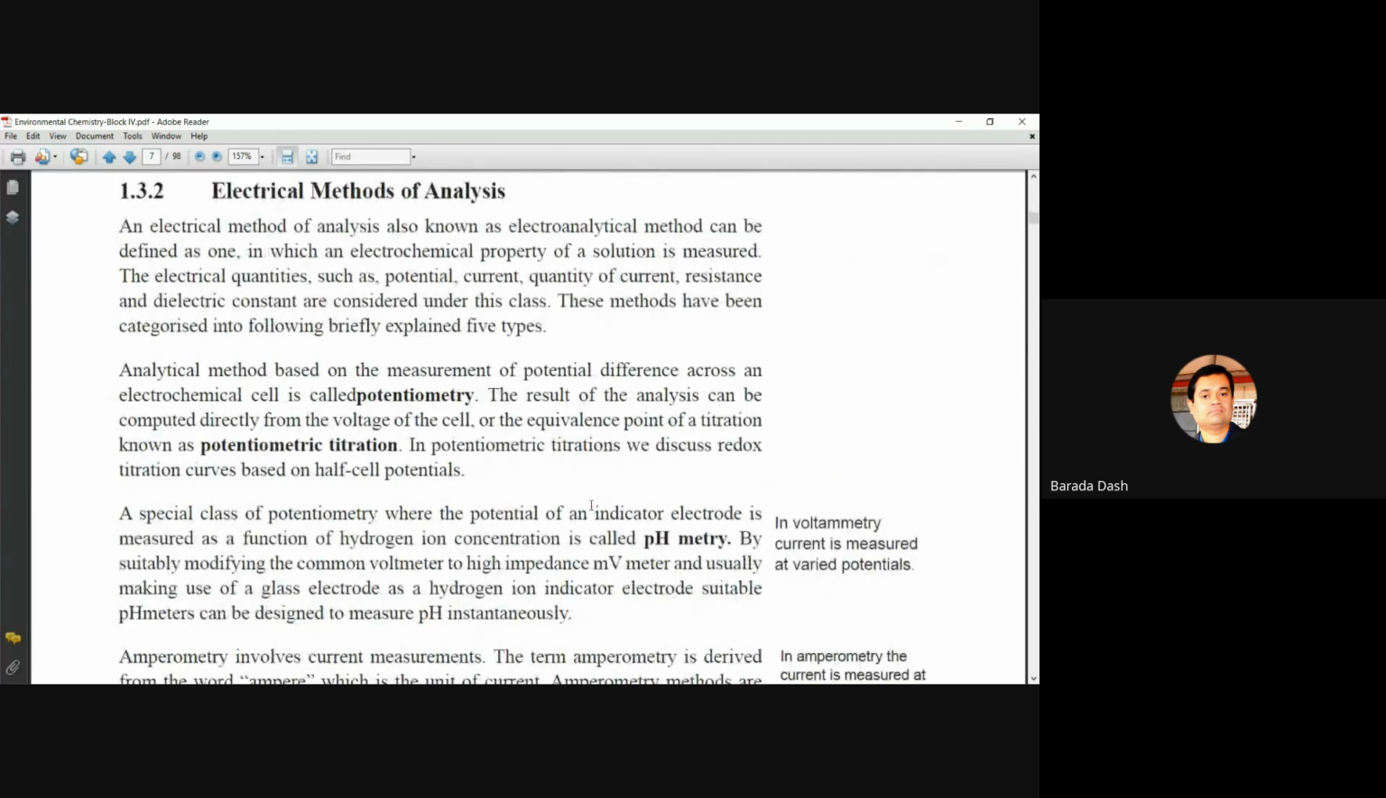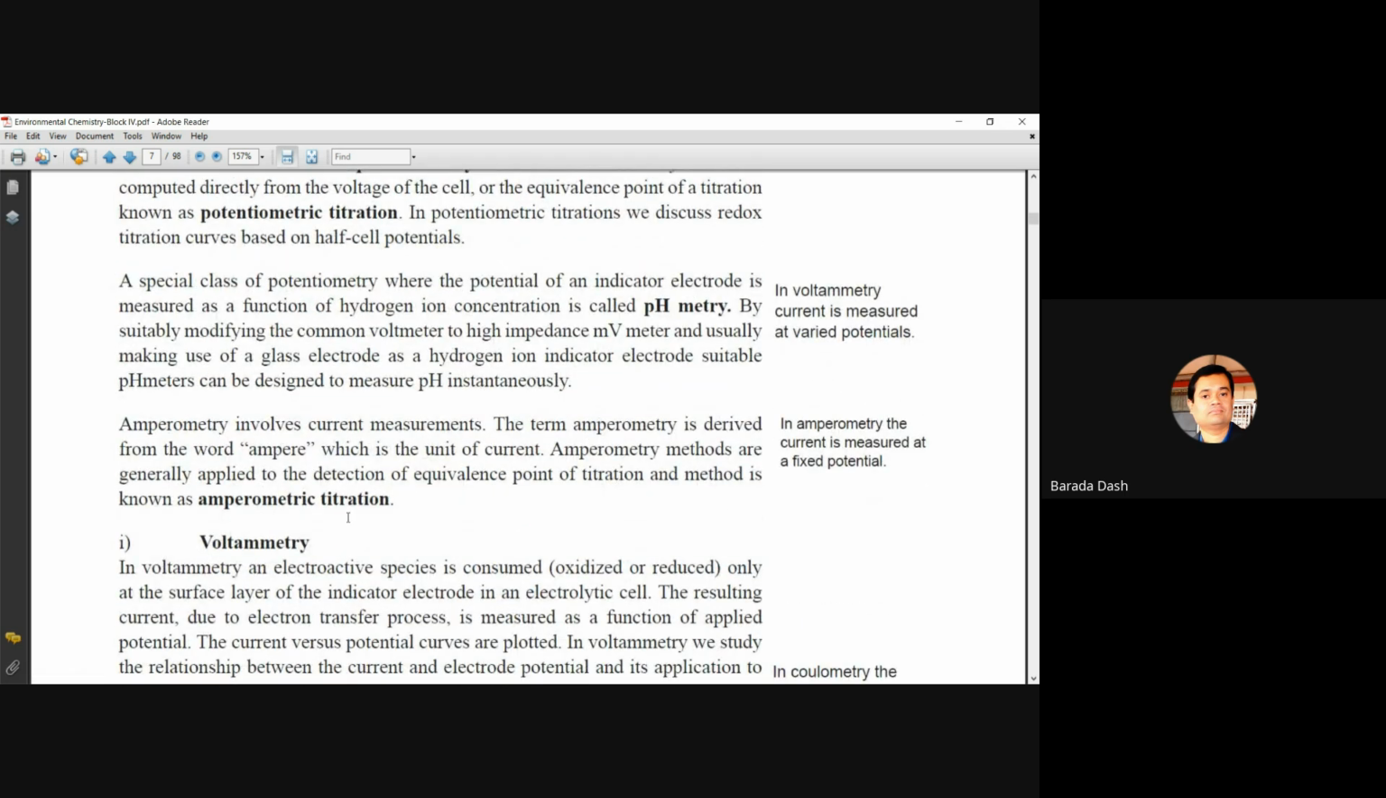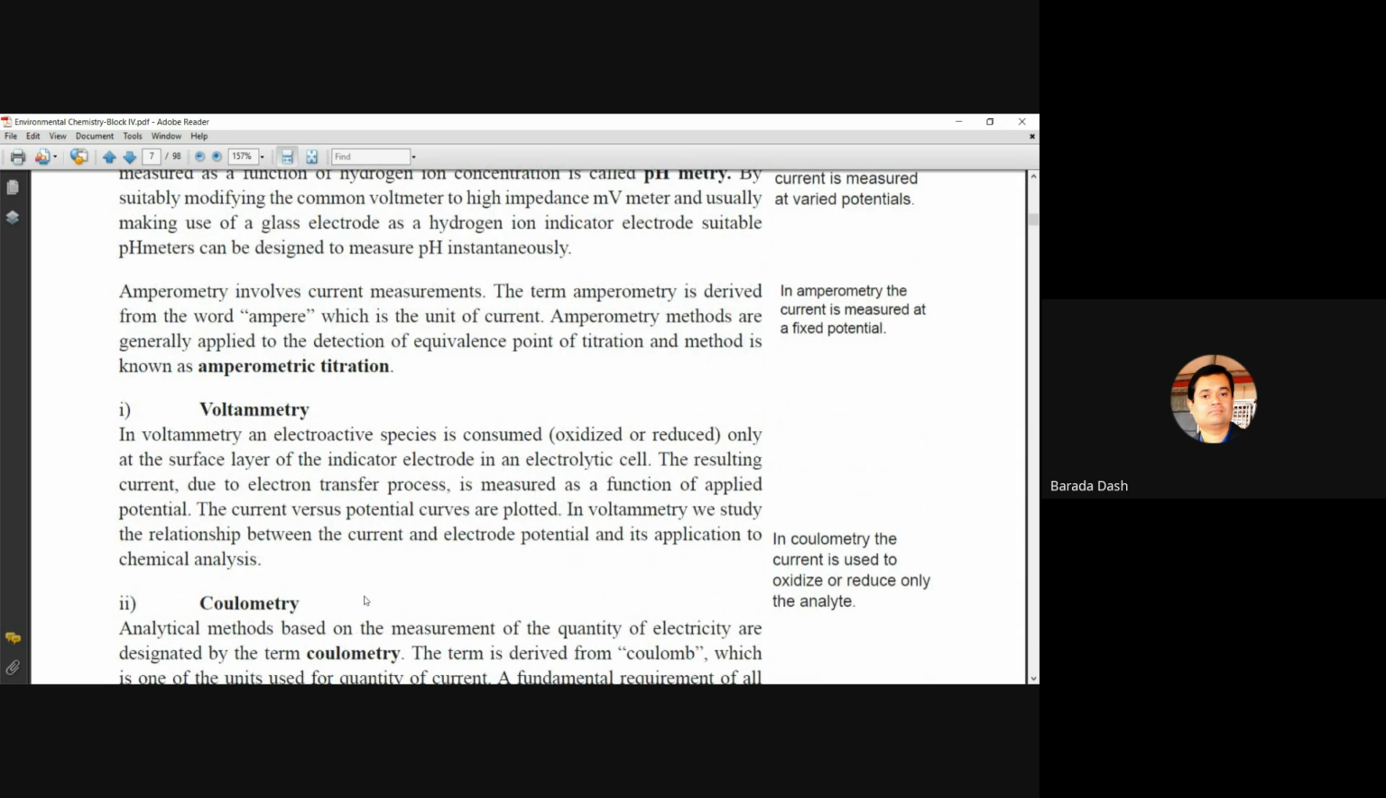Next is the electrical methods of analysis. Electrical methods include potentiometry, potentiometric titration, and amperometric titration. Then voltammetry. In voltammetry, an electroactive species is consumed, oxidized, or reduced only at the surface layer of the indicator electrode in the electrolytic cell. The resulting current due to the electron transfer process is measured as a function of applied potential. The current versus potential curves are plotted. In voltammetry, we study the relationship between the current and electrode potential, and it is applicable to chemical analysis.